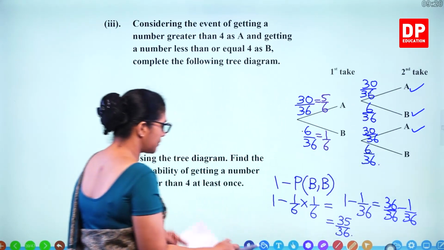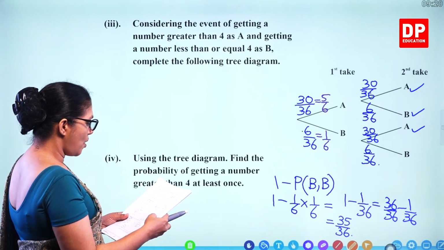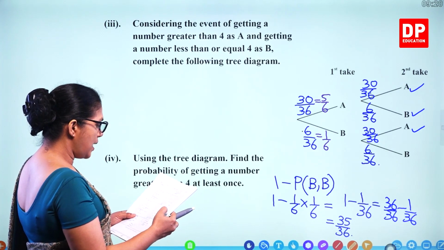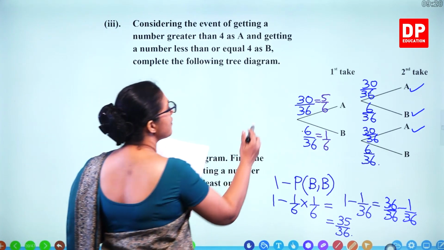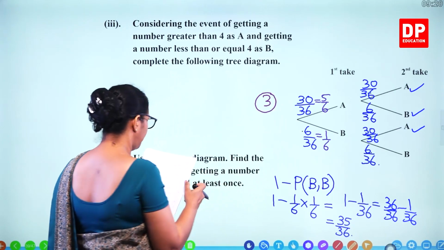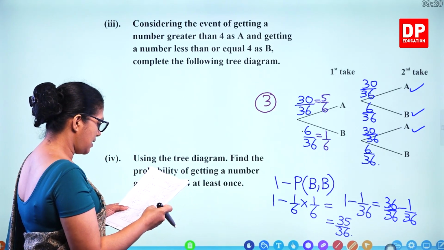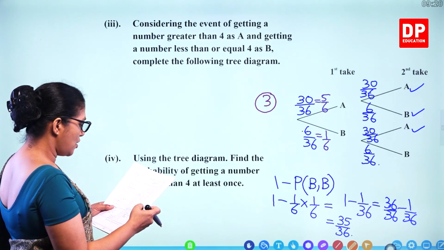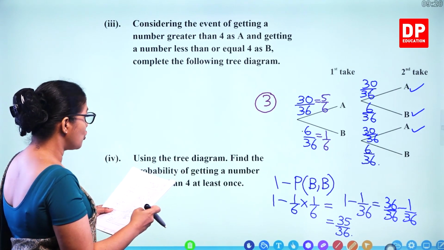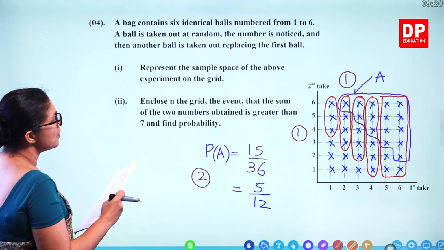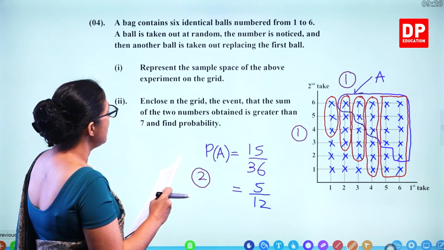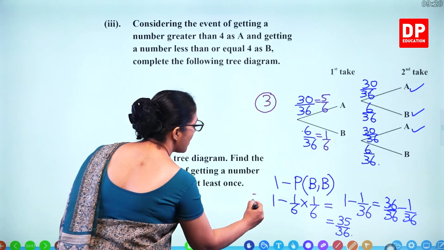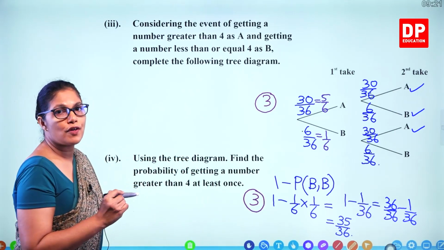So, how many marks? So, you are getting 3 marks for the tree diagram and getting all these values you get 3 marks there. So, check when you get 3 marks whether you get altogether 10, 4 plus 3, 7, 7 plus 3, 10. 10 marks for the whole question.